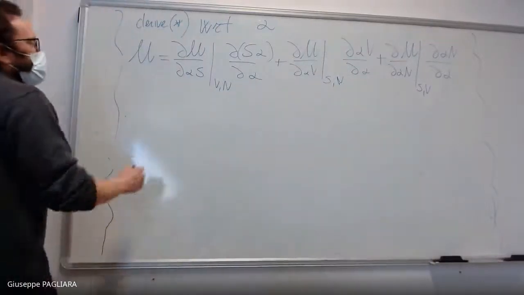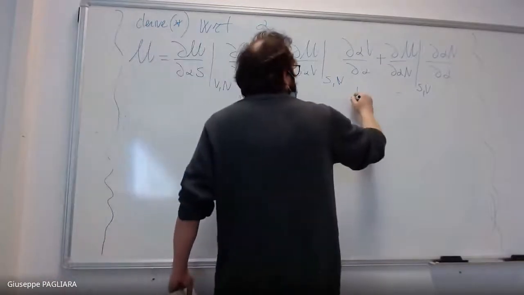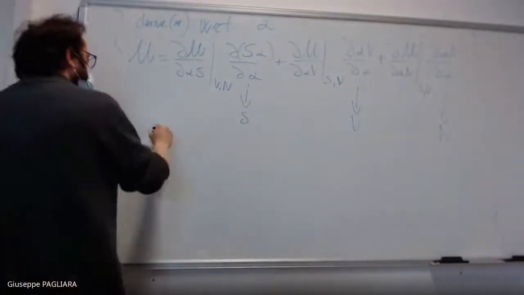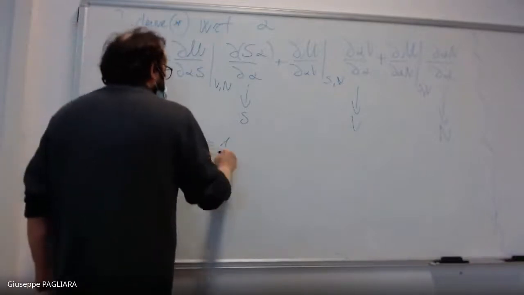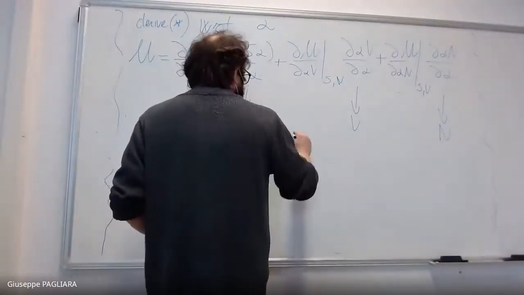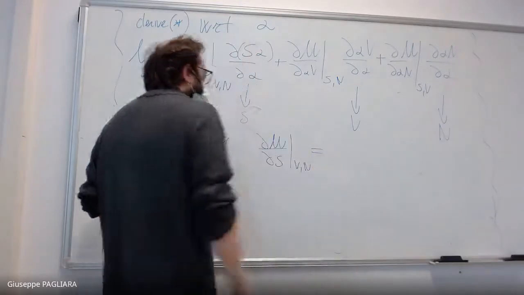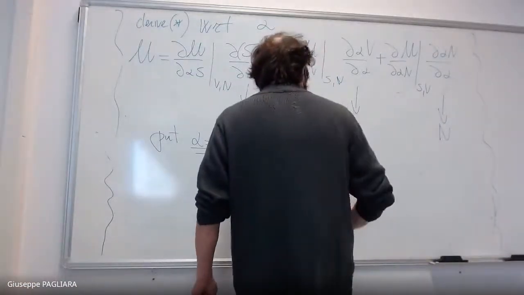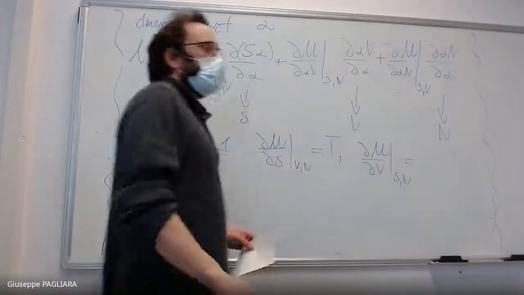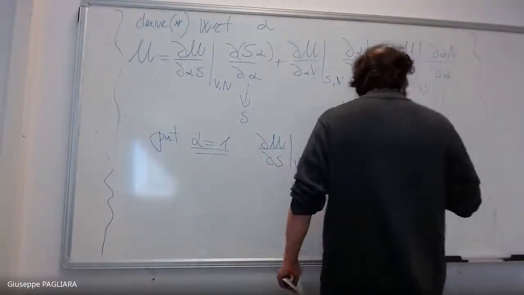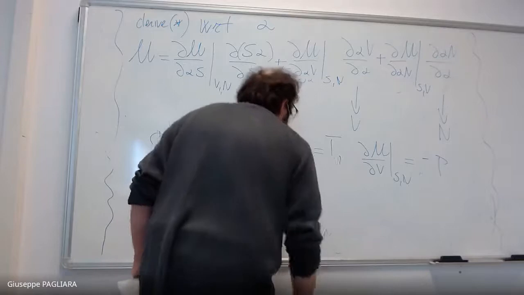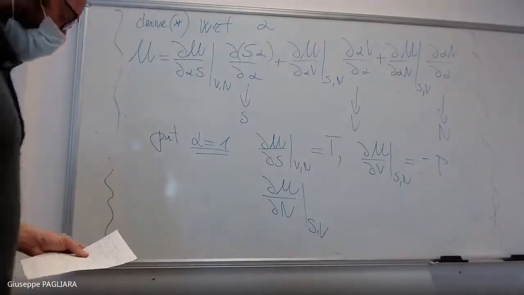Now I can work out the derivatives here. This is just S, this is just V, and it's just N. And then we can put alpha equal to 1. And remember the Maxwell relations for U. The derivative of U with respect to S at fixed volume and number of particles is the temperature. The derivative of U with respect to V at fixed entropy and number of particles is minus the pressure. And the derivative of U with respect to N at fixed entropy and volume is just the chemical potential.